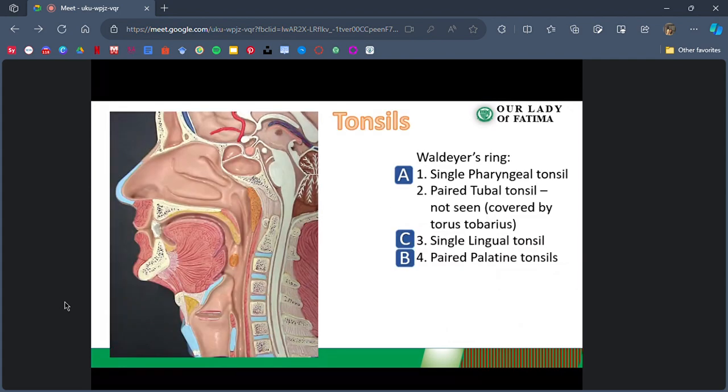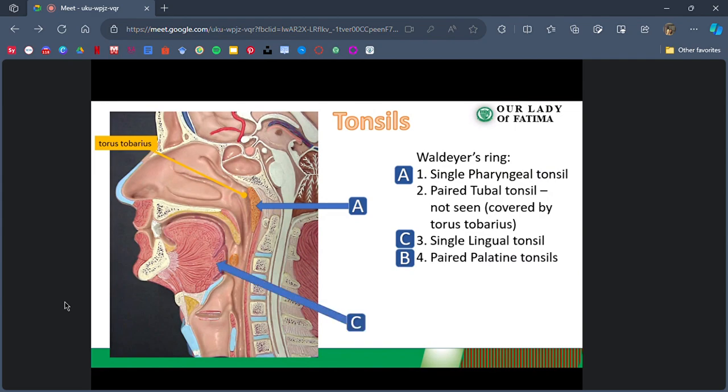This is the laboratory model showing the different tonsils making up the Waldeyer's ring. This represents the nasopharyngeal tonsil located at the roof of the nasopharynx. The tubal tonsils will not be seen in this model since it is being covered by this fold of mucous membrane near the opening of the eustachian tube. The nasopharyngeal tonsil and the tubal tonsils primarily function to filter the air that passes through the area.